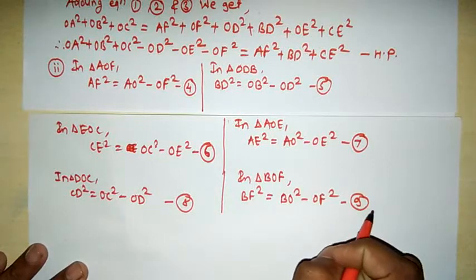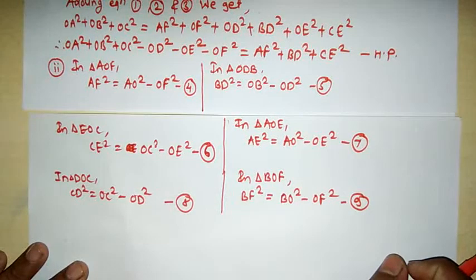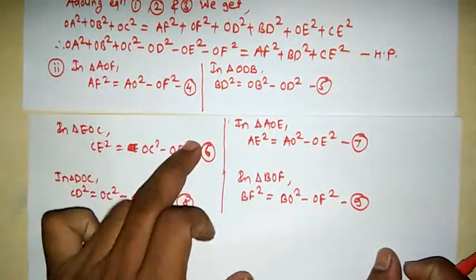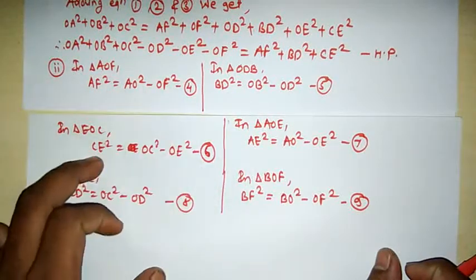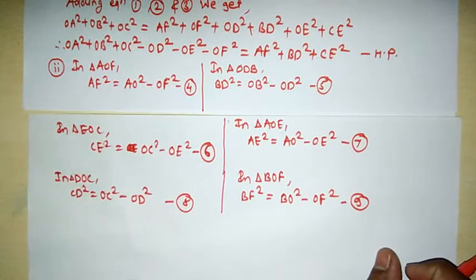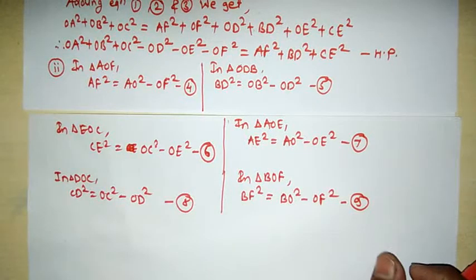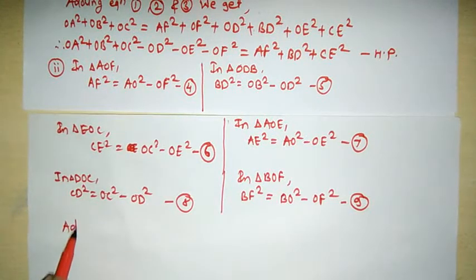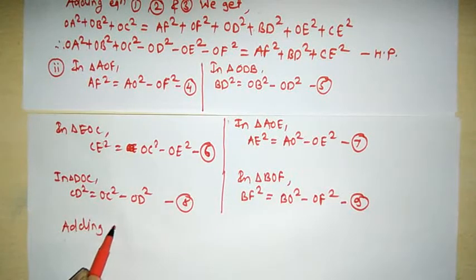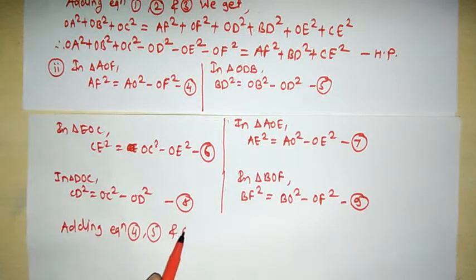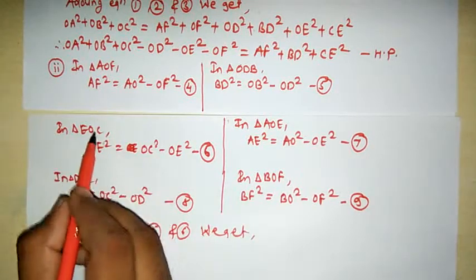See, in a proof what do we want? In a proof we want the addition of equations 4, 5 and 6, that is AF square plus BD square plus CE square. Now first we will add equations 4, 5, 6. Adding equations 4, 5 and 6, let us see what we will get here.